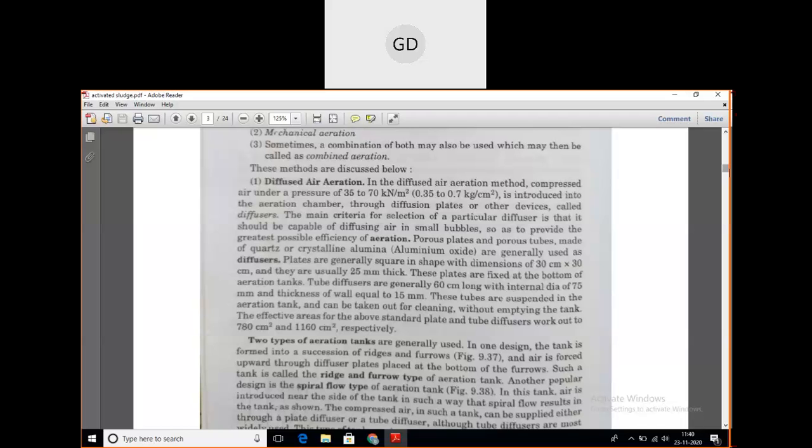There is also some criteria for selecting a diffuser. What is the criteria? It should be capable of diffusing air in small bubbles. Why provide bubbles? To provide the greatest efficiency of aeration, so that the process goes very well. That's why the diffuser should be capable of diffusing air in small bubbles.